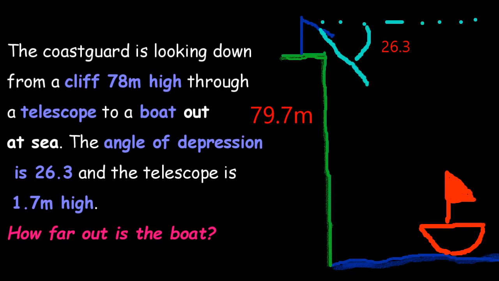A question can come up saying the angle of elevation. That means that the 26.3 degrees would be upwards. So the last part of information is how far out is the boat? That means that we need to look for this distance, the distance between the cliff and the boat.